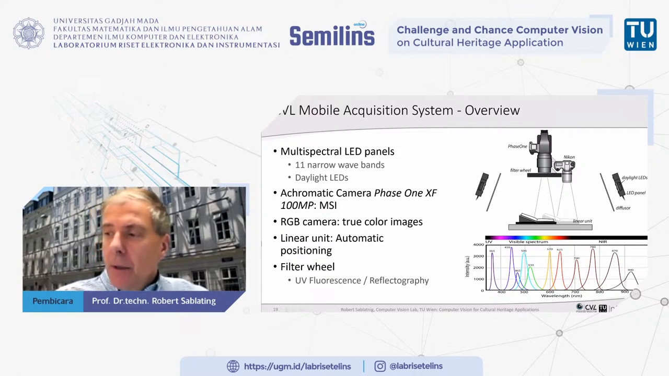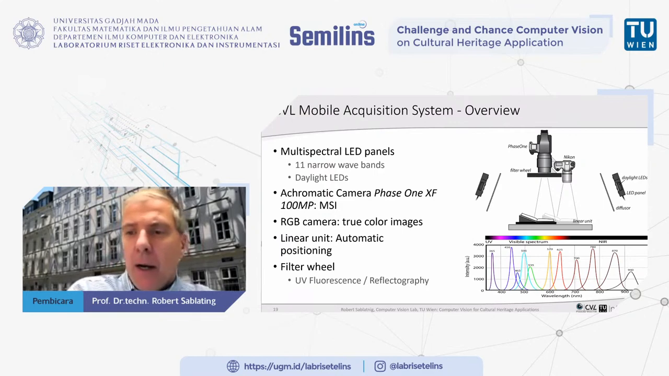So the problem here with different LEDs is that they are very narrow banded, and an ideal way would be to have more of these kind of LEDs, because then you could also fill these holes, as you see here. So it's not the best illumination device we have, but well, these are very costly, and maybe we will increase the different wavelengths in the future. So we have 11 narrow wave bands. In principle, it would be good to have 15 of them.